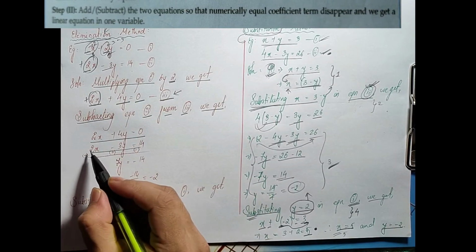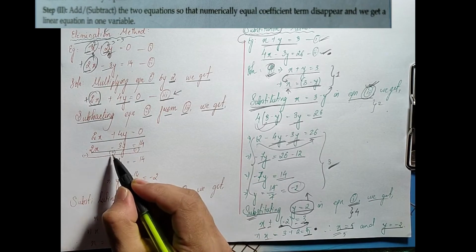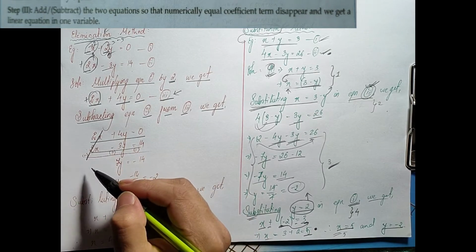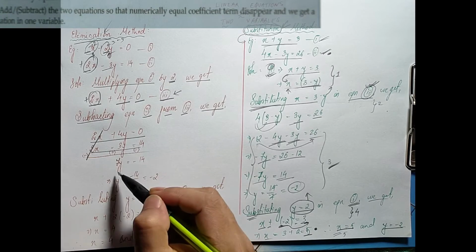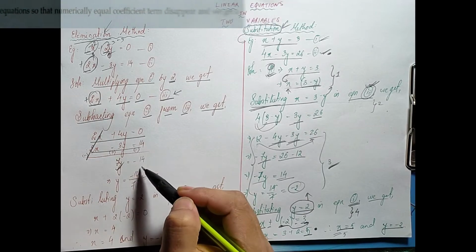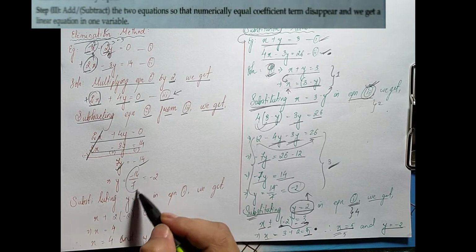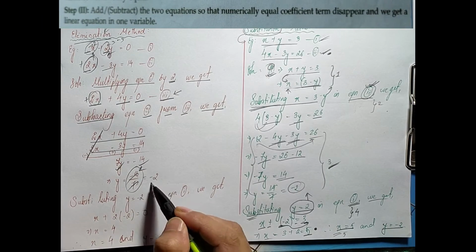So if you subtract, we know that the signs change. So plus becomes minus, minus becomes plus, and plus becomes minus. So this and this will get cancelled. 4y plus 3y is 7y. 0 minus 14 is equal to minus 14. This implies y will become minus 14 by 7, which if you cancel, you get minus 2.